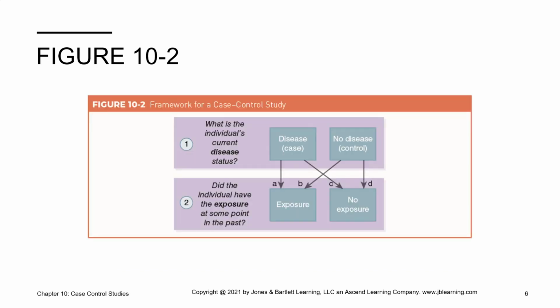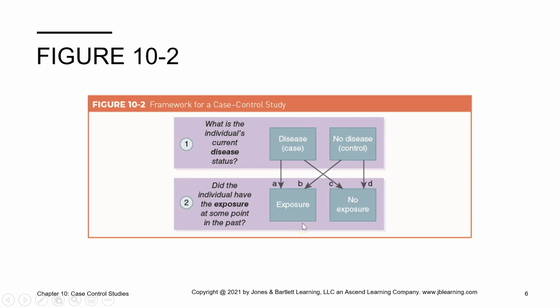Figure 10.2 goes over a framework for a case control study. It's a really nice setup, broken up into two different steps. The first step is to determine the individual's current disease status. So you can have individuals who are cases, who have the disease, or controls, who do not. Then step 2 is to look to see if the individual has an exposure at some point in the past.